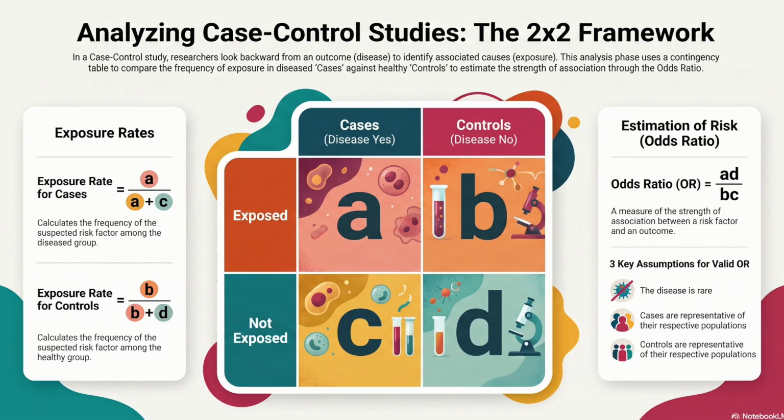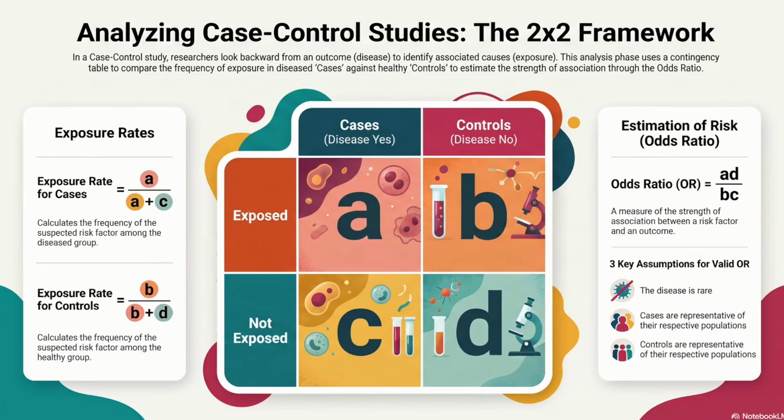Now comes the analysis. The data are arranged into a simple 2x2 table. One side represents cases and controls. The other side represents exposed and non-exposed individuals. This creates 4 cells, commonly labeled A, B, C, and D. Unlike cohort studies, we cannot calculate incidence or relative risk because we deliberately selected people based on disease status.